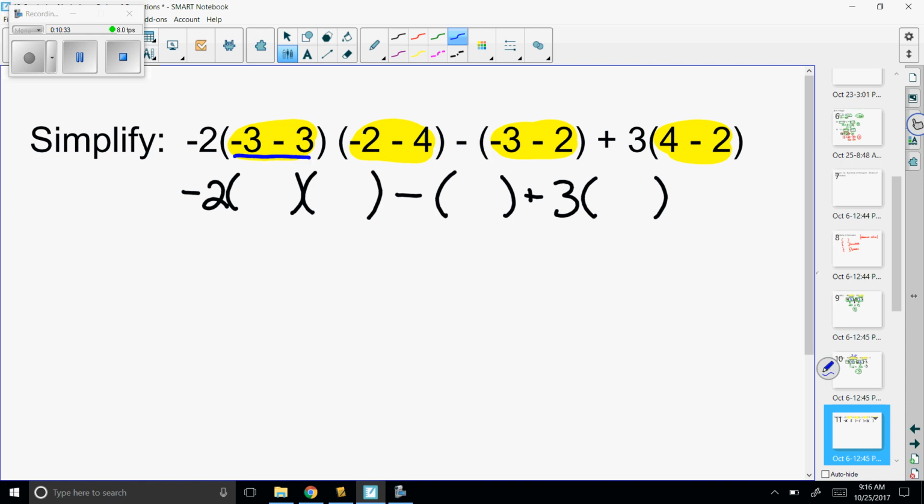This is read as -3 minus 3. That's the same thing as -3 plus -3. What's that? -6. Over here I have -2 minus 4. Remember, those are team negatives. If you want to show it that way, you can, but those are team negatives, which give you -6. You're not multiplying inside those sets of parentheses. You're either adding or subtracting is all. Now, in the next set of parentheses, that's like -3 plus -2, which gives you -5. And in the last set of parentheses, 4 plus -2 is 2.